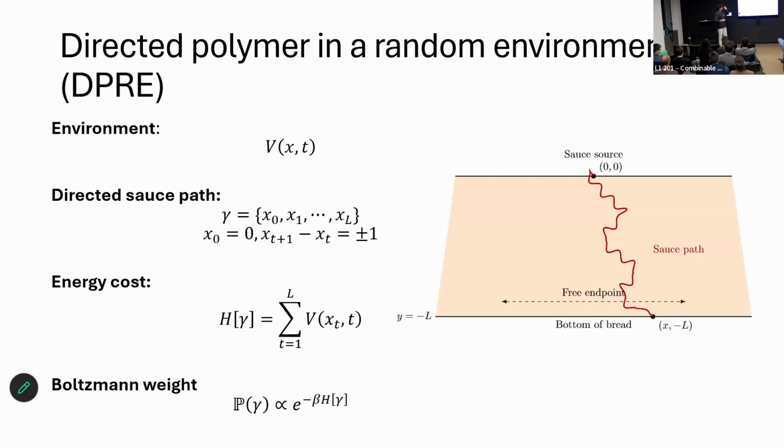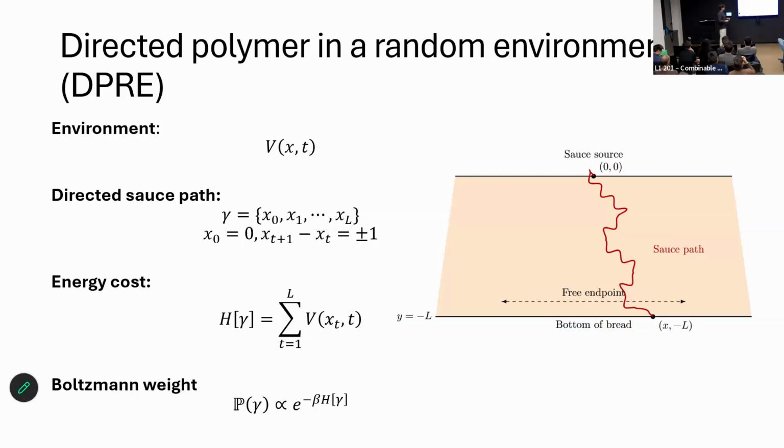Now, the next thing we need to consider is the energy cost of our sauce traversing through the medium. This is going to be the Hamiltonian that we write down. It's a function of the path taken, and it's really just the sum over the potentials experienced by the sauce at each point. That makes sense? Please stop me if anything's not clear. This is intended to be pedagogical.